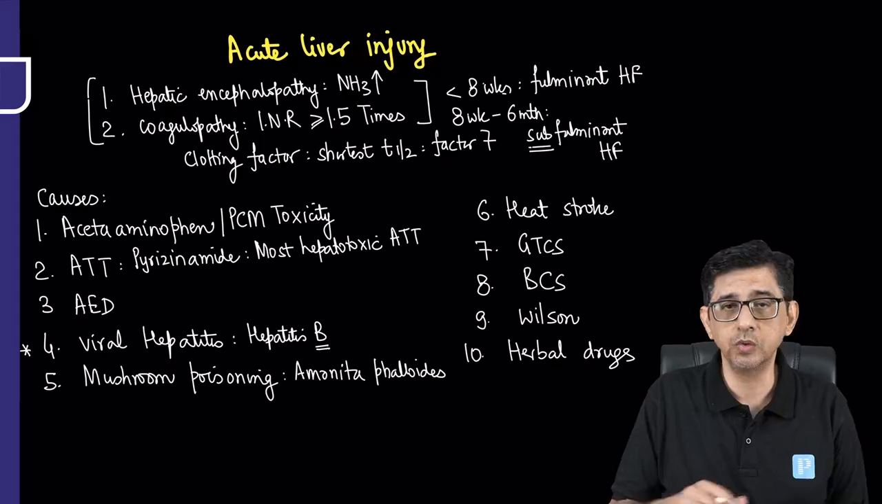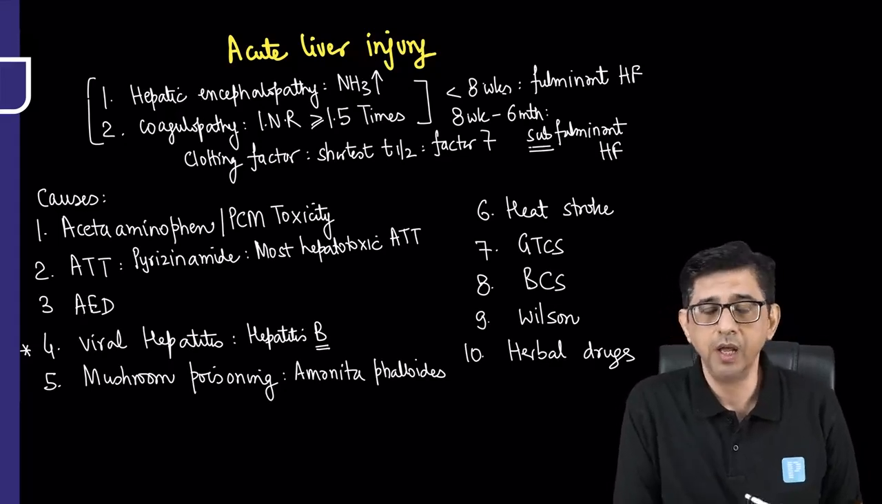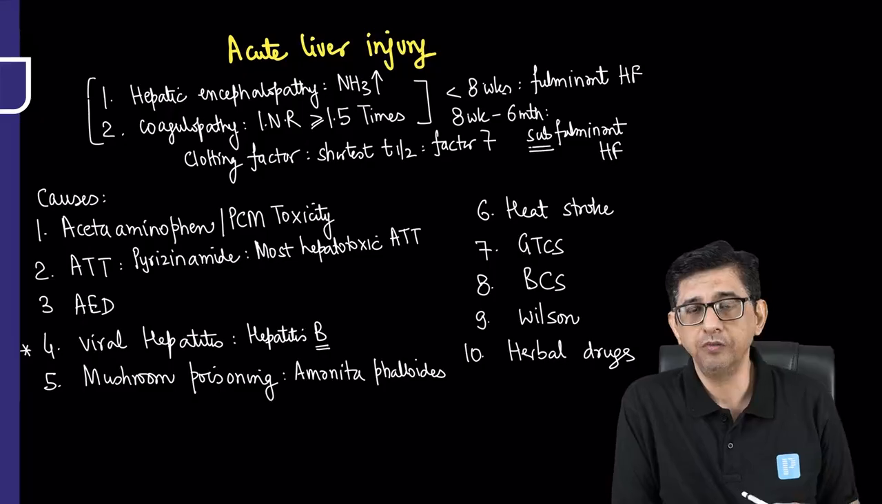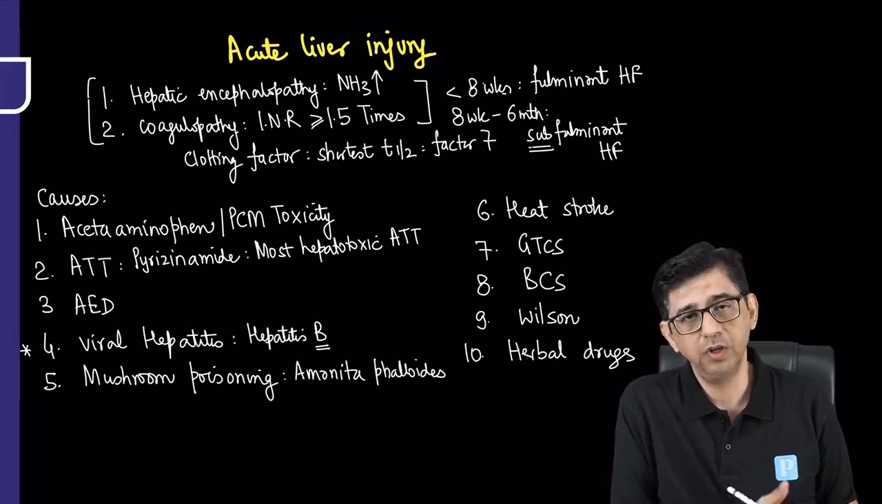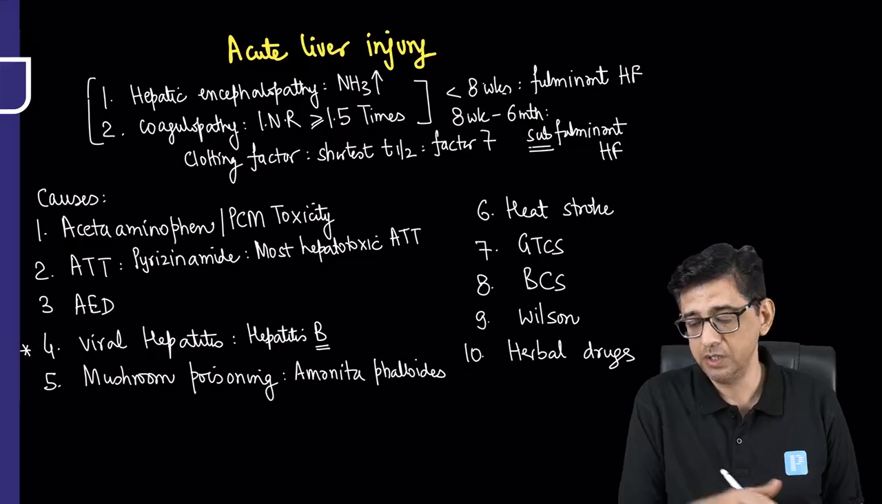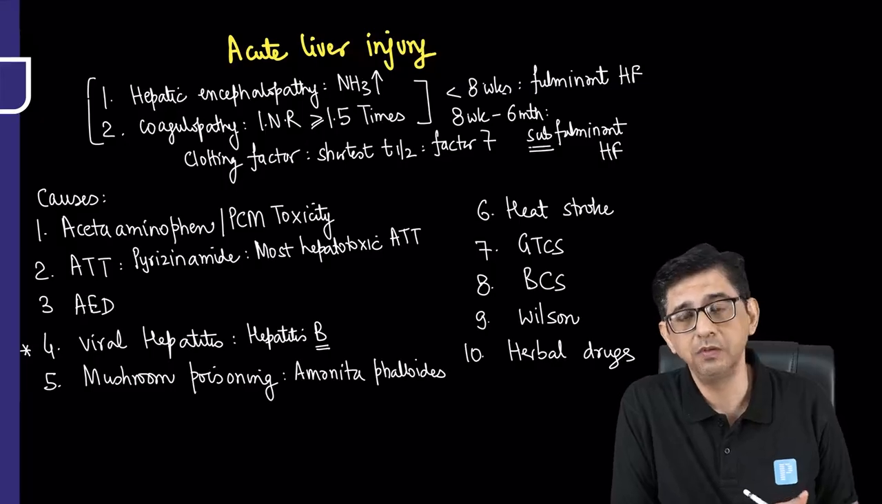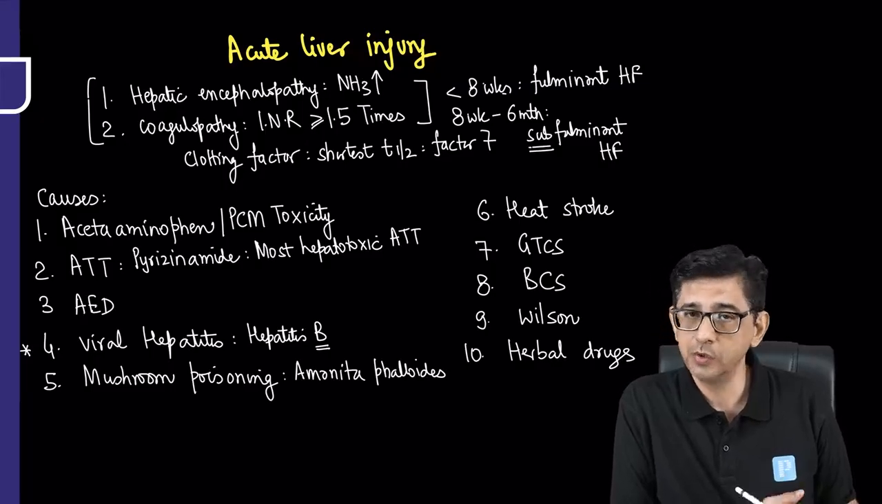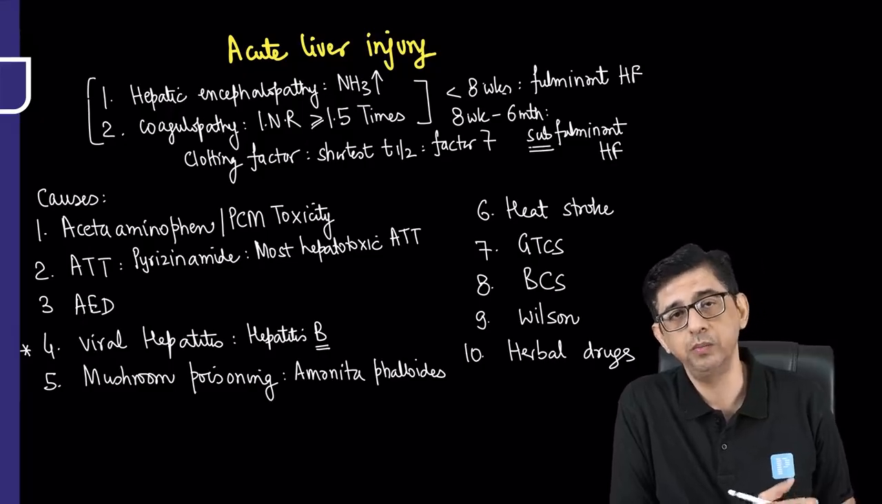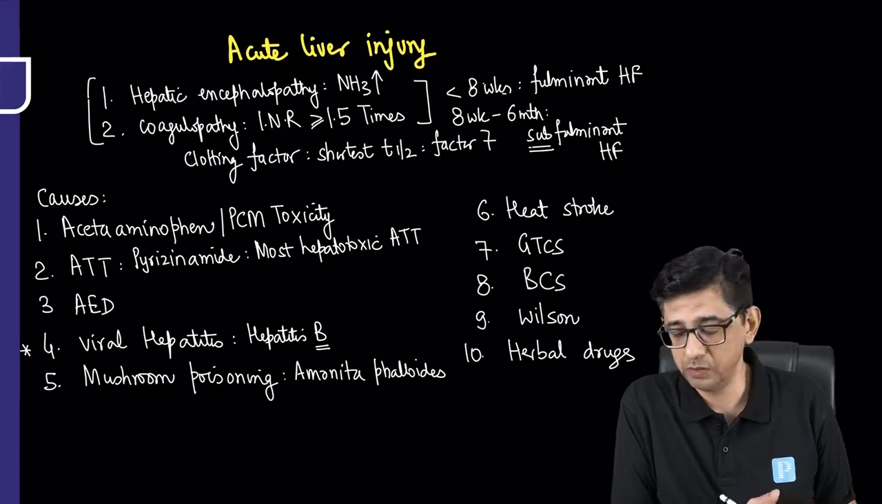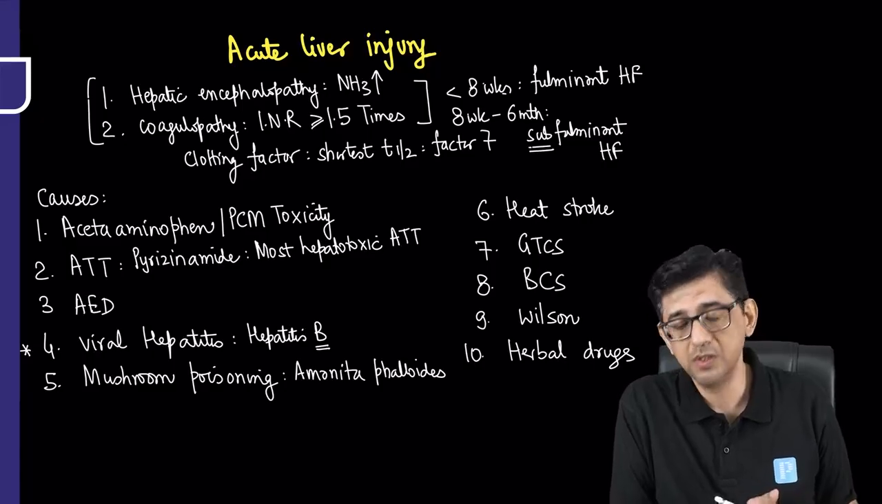Then even in heat stroke, because after all, the circulation of important organs in the body will be hampered, so the liver can also be hampered. Similarly, GTCS and status epilepticus can contribute to damage to the liver. In Budd-Chiari syndrome, there is thrombosis in hepatic veins, but then it will spread to multiple hepatic veins, so multiple segments of the liver can get hampered. Then Wilson's disease, herbal drugs.